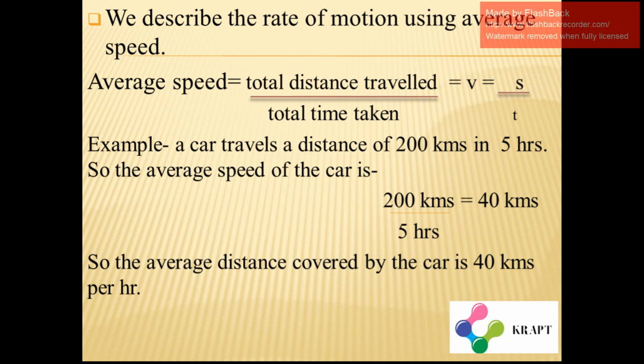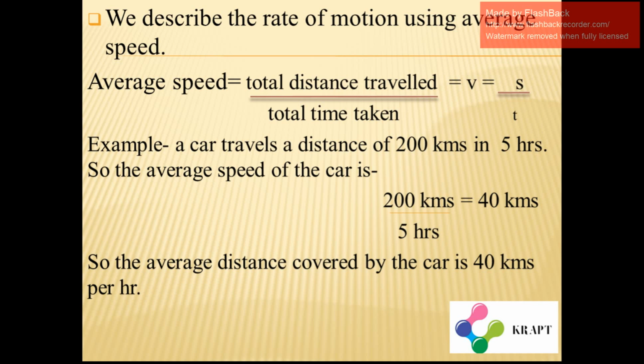We describe the rate of motion using average speed. You might have heard this word. The formula to find average speed is total distance traveled divided by total time. In the mathematical formula, we take it as V is equal to S divided by T. Here V is average speed, S is total distance traveled, and T is the total time taken. Let us look through an example.